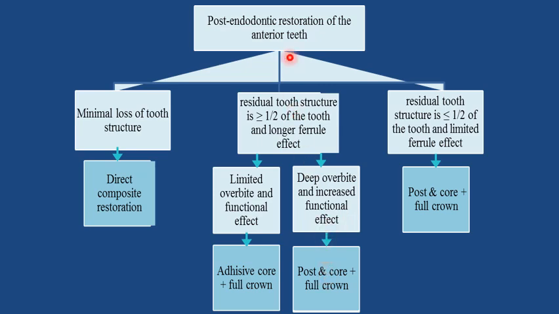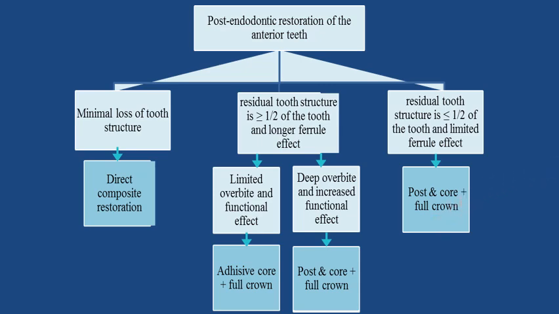In case with larger cavity and more loss of tooth structure, where the remaining tooth structure less than the half of the tooth with limited ferrule effect, so we have to select the post and core followed by full crown.